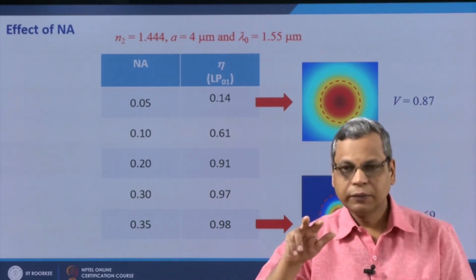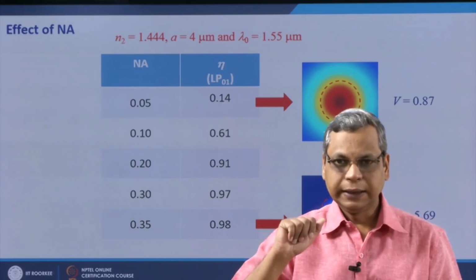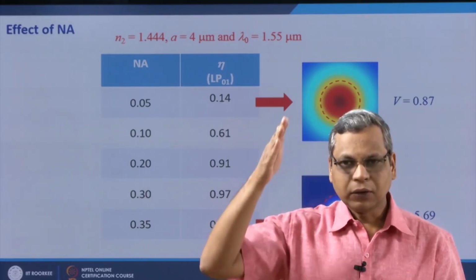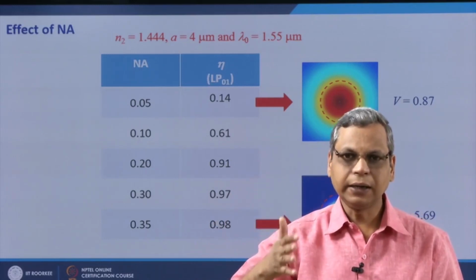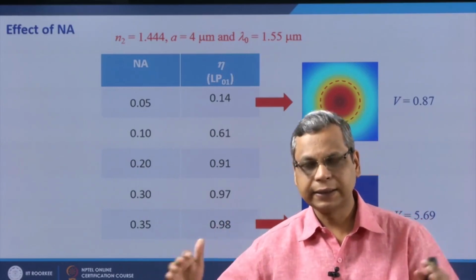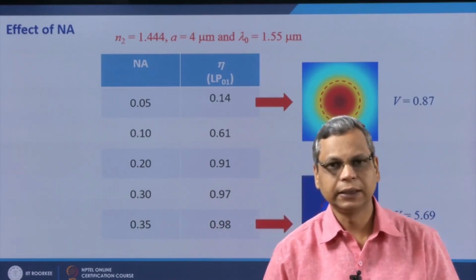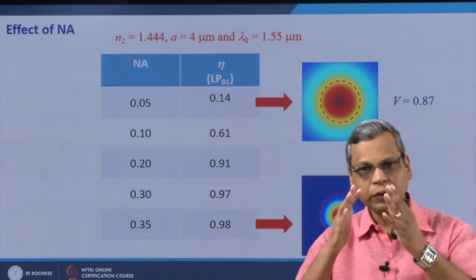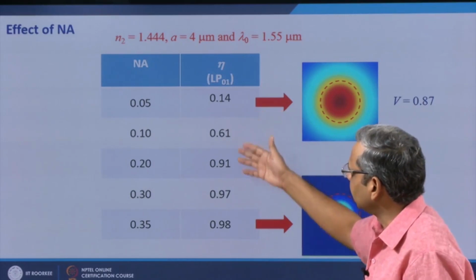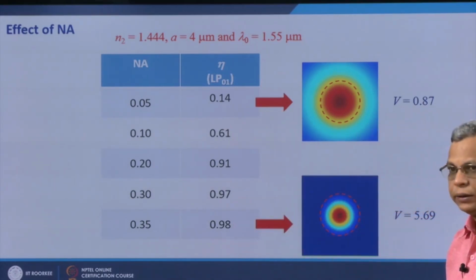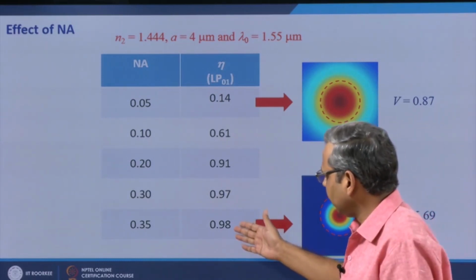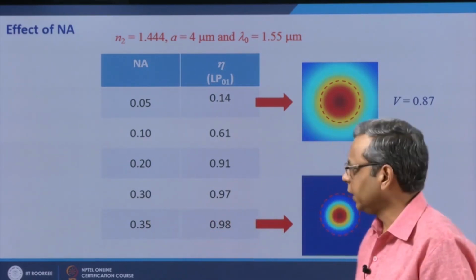The index contrast between the core and the cladding increases. So, intuitively I think that the core cladding interface, this boundary, is hard to penetrate for the field, and so less field extends in the cladding region, and there is more and more field in the core region. So, that is why the power in the core region increases. The fractional power in the core is very high if the value of numerical aperture is high.